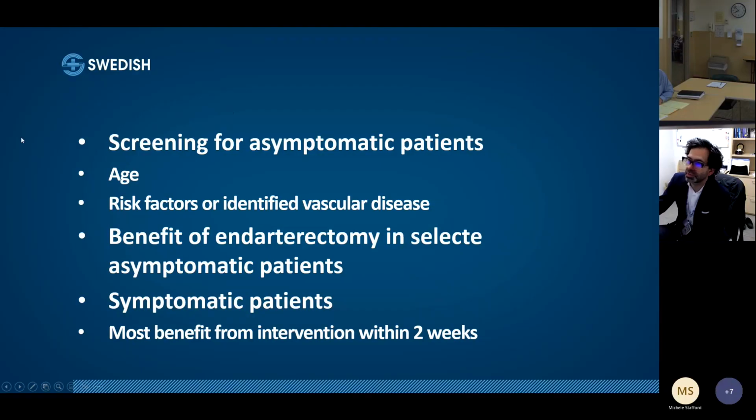So in summary, for screening asymptomatic patients, age is the biggest factor, over 65, and then if they've got risk factors or identified vascular disease. Selective patients will benefit from endarterectomy, but again, risk and benefit have to be individualized. All symptomatic patients should be referred for evaluation, and the criterion there is decreased to 50% or more for carotid stenosis, and the best benefit comes from intervention within 2 weeks.